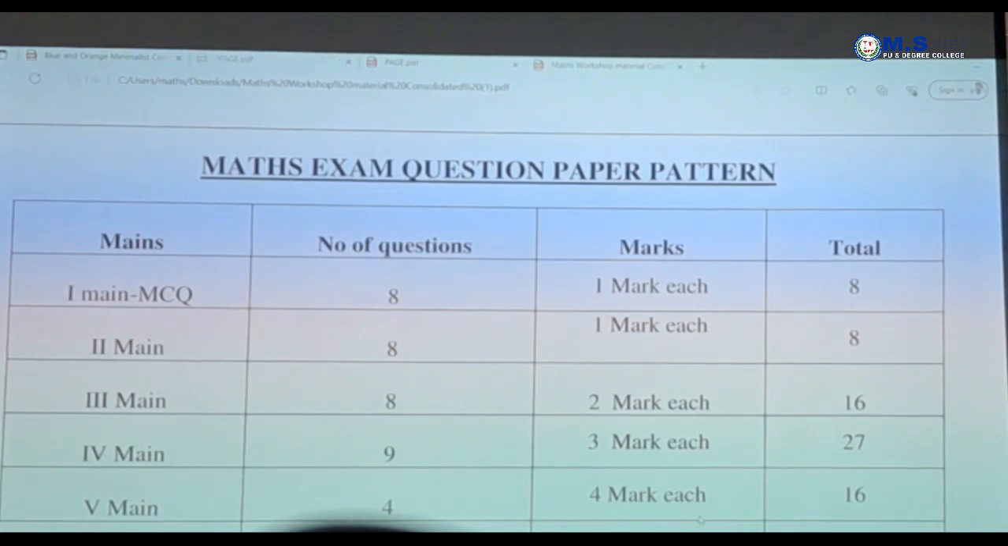Second thing, very short answers. 8 questions will be there. Again, for direct answers, you will get the marks. With working also you get the marks. For direct answers also you get the marks. For the first 2 minutes, direct answers you get the marks.